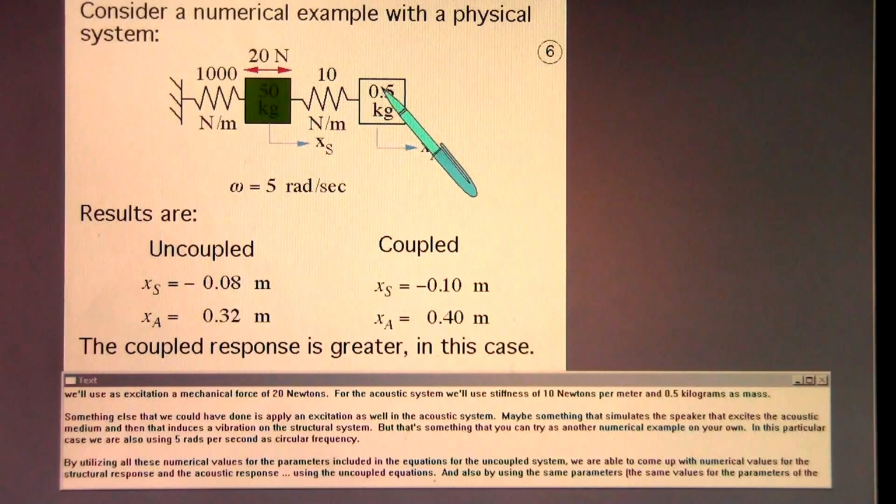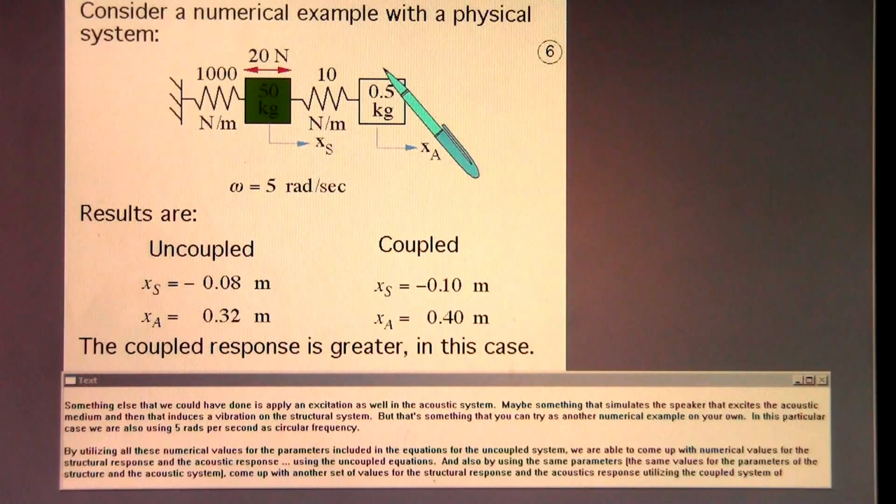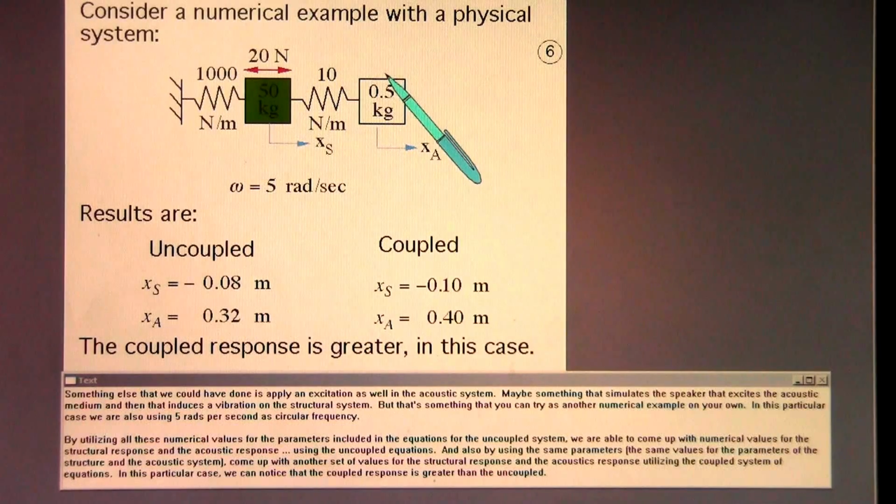Something else that we could have done is apply an excitation as well in the acoustic system, maybe something that simulates the speaker that excites the acoustic medium, and then that induces a vibration on the structural system, but that's something that you can try as another numerical example on your own. In this particular case, we are also using 5 rads per second as circular frequency.